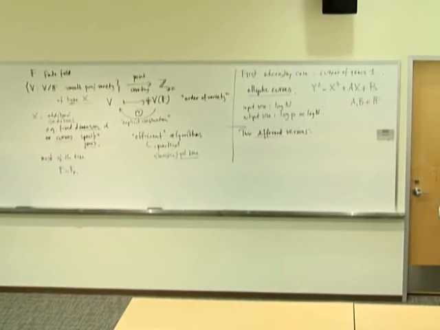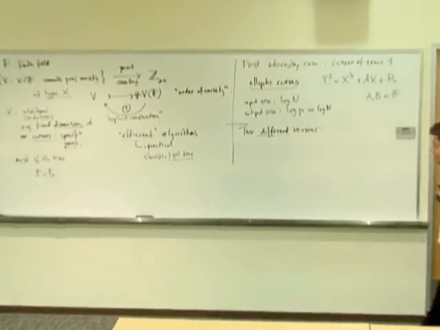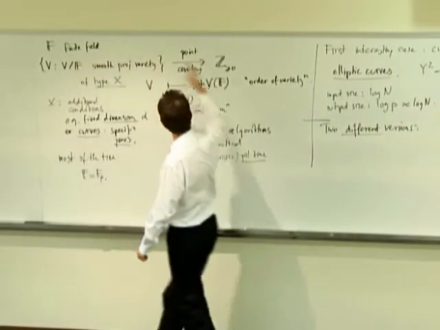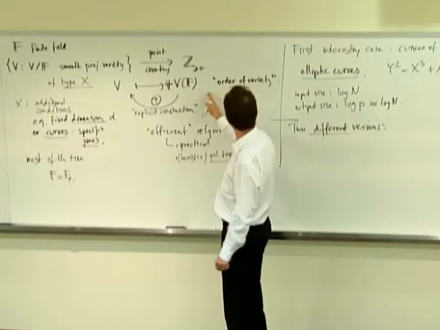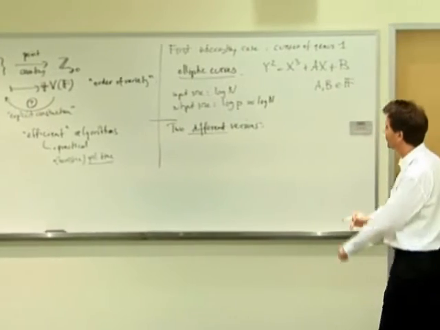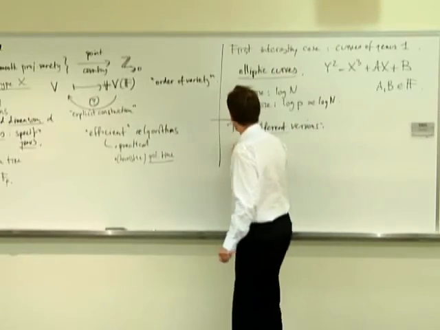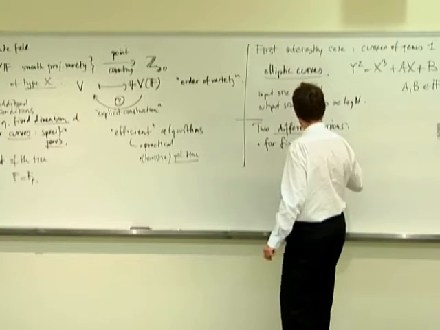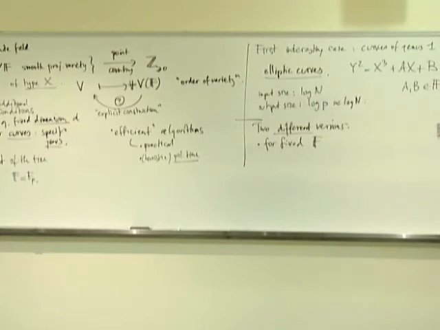Namely, you can fix your field from the beginning, and then you have a fixed finite field, and you can ask, given an integer n, can you produce, in this case, an elliptic curve having n points of order n over that finite field f. So for fixed f, that means given n, you have to produce the appropriate elliptic curve over f.